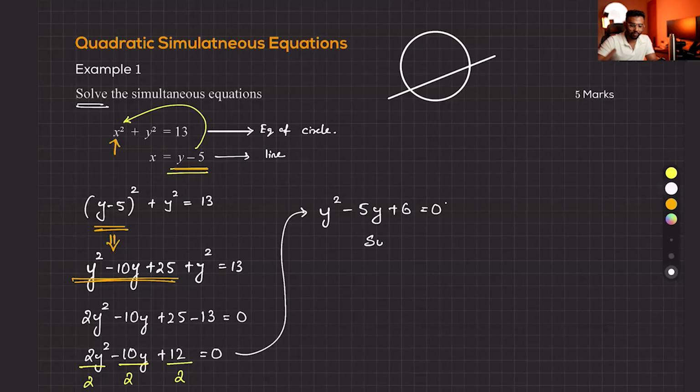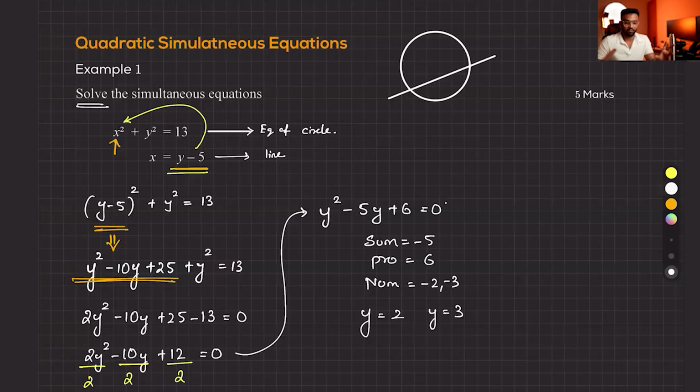Okay, and now you can do your sum product. Sum is minus 5, product is 6, numbers are minus 2 and minus 3. So your y value, y is 2 and y is 3. Okay? Yes, we are factorizing it, Kachi. Exactly. We're solving it, actually. We're not factorizing it. We're not done yet.